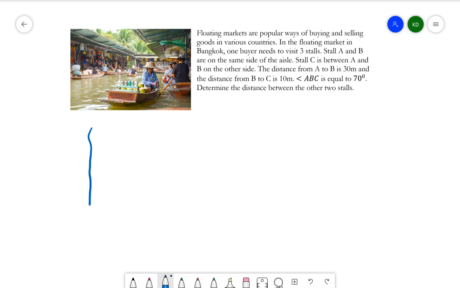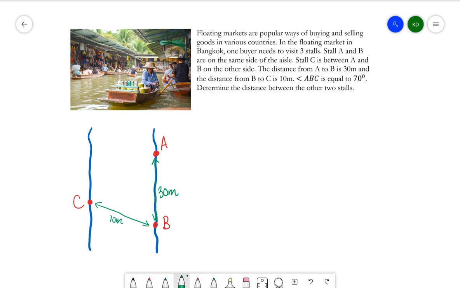All right, so just following with my picture here, what we're going to look at is drawing in a kind of water aisle, I suppose. On the same side, we have stall A and stall B. So I'll have stall A here and stall B will be on the same side. What we know is that stall C is somewhere in between A and B, so I'll put it somewhere in between. The distance from A to B is going to be 30 meters, and the distance from B to C is going to be 10 meters.